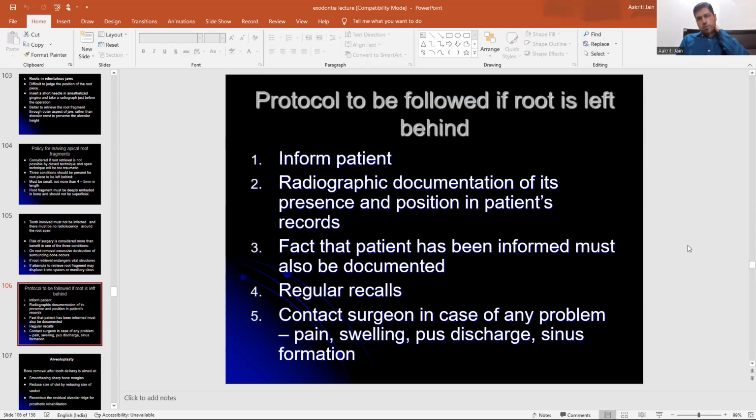Now the protocol to be followed if a root is left behind. Number one, inform the patient and do radiographic documentation of its presence and position in the patient's record. The fact that the patient has been informed must also be documented. Regular recalls are to be done. The patient should contact the surgeon in case of any problem, such as pain, swelling, pus discharge, or sinus formation.